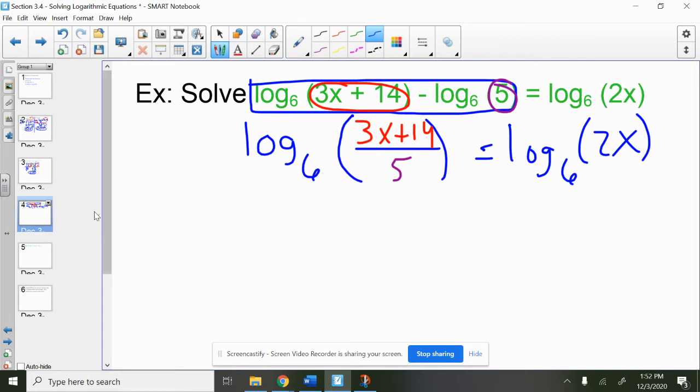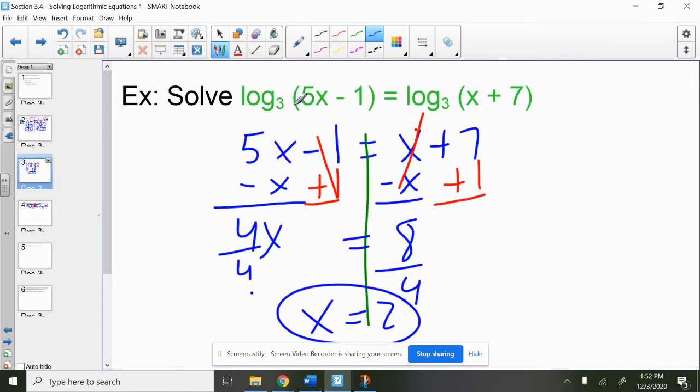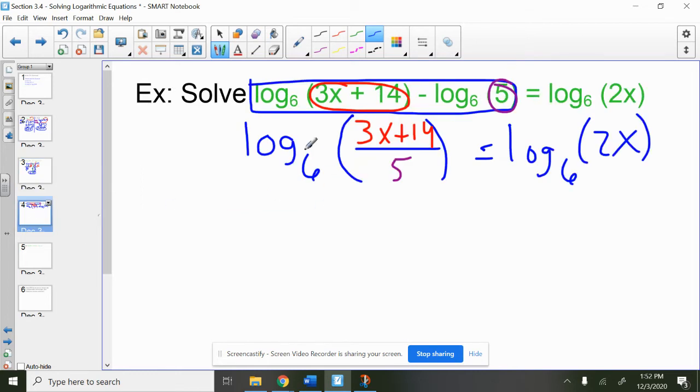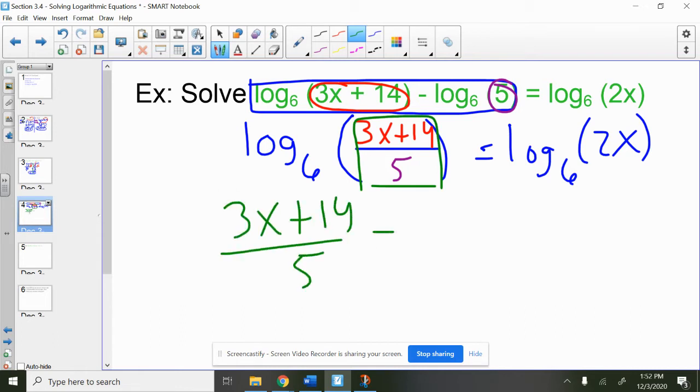Now, knowing that, based upon what we did in this last example where log base 3 equals log base 3, I've got log base 6 equal to log base 6. So basically all I have to do here is set what's in these parentheses, so 3x plus 14 over 5, equal to what's in this parentheses, which is 2x. And then I have to go ahead and solve it.